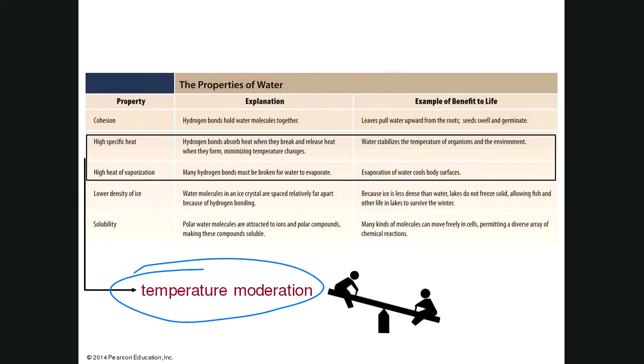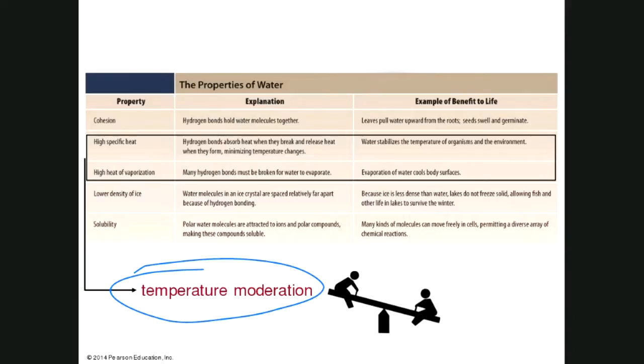The next two things I want to talk about have to do with water and heat. It's called the high specific heat of water, and the fact that water also has something called a high heat of vaporization. I lump those two things together under temperature moderation. Now, the reason why you see the seesaw again is, if you remember, temperature moderation is one of the things we talked about when we were discussing entropy in living things.